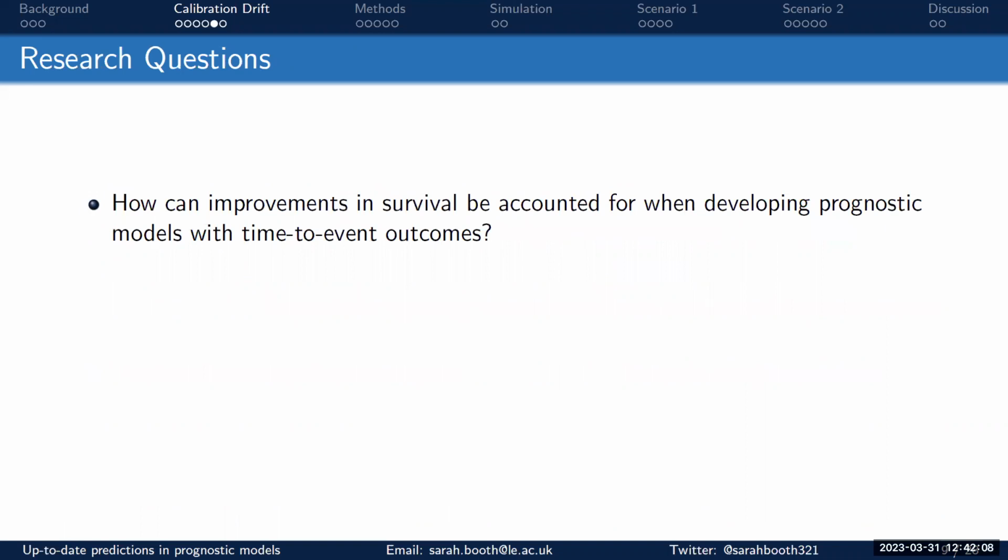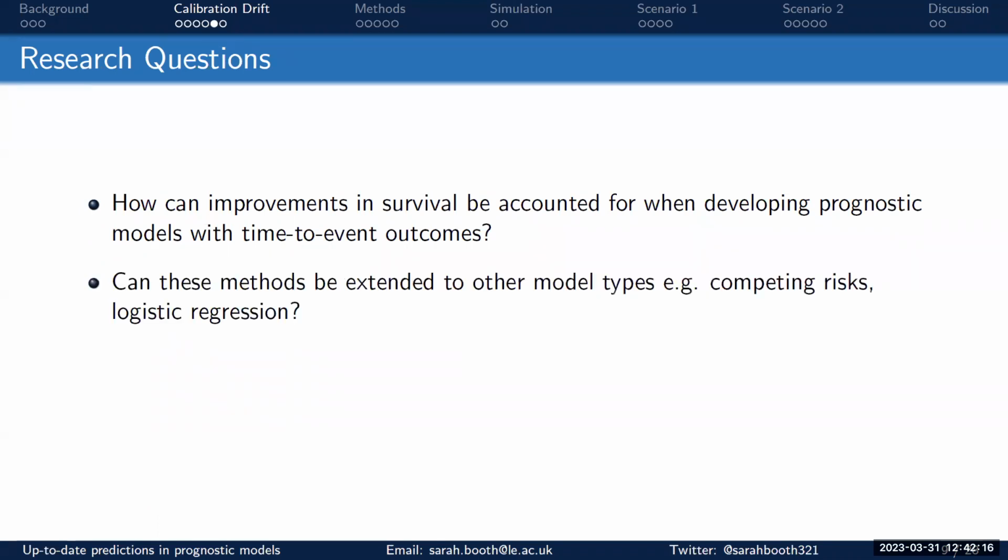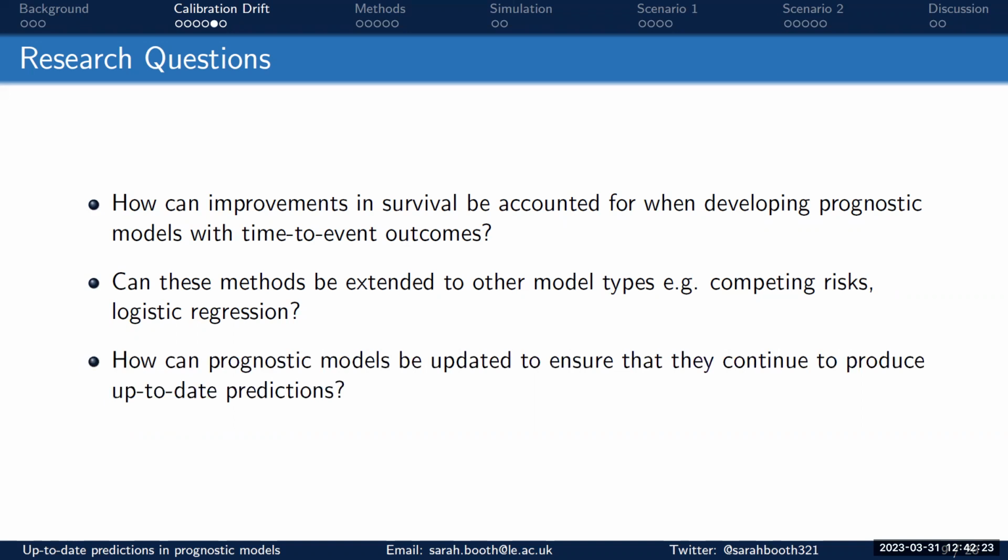So the questions that we were looking at were, how can improvements in survival be accounted for when developing prognostic models of time to event outcomes? Can these methods be extended to other model types, so looking at competing risks or logistic regression? And then also, how can prognostic models be updated to ensure that they continue to produce up-to-date predictions?